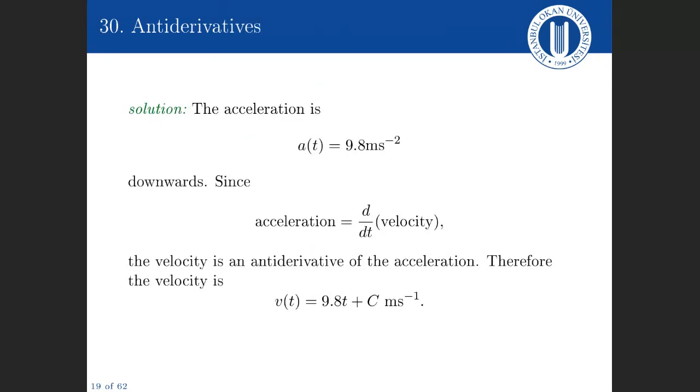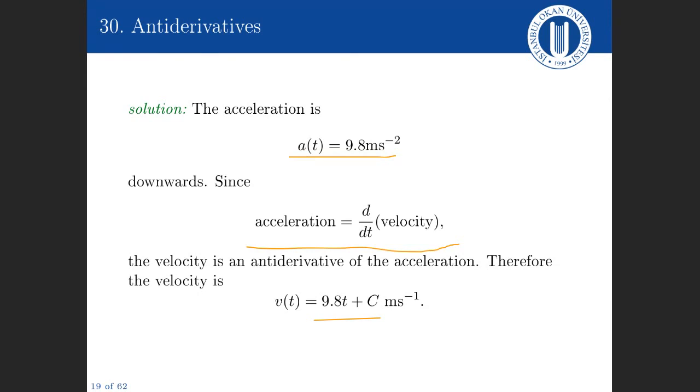Now, we're told that the acceleration is 9.8 meters per second squared downwards. And because acceleration is the derivative of velocity, that means that velocity is an antiderivative of the acceleration. So the velocity must be an antiderivative of 9.8, or 9.8t plus some constant c meters per second.